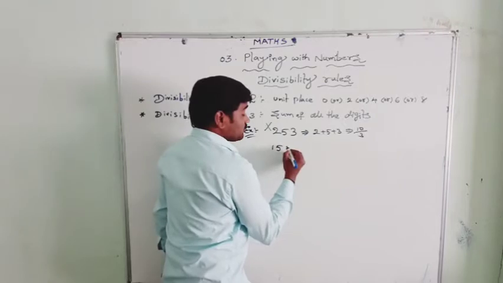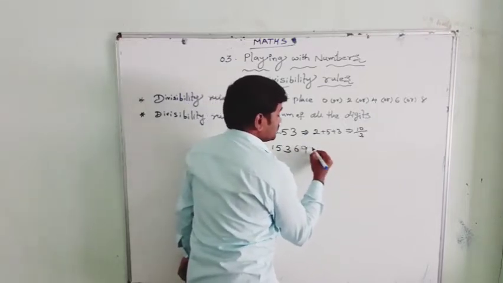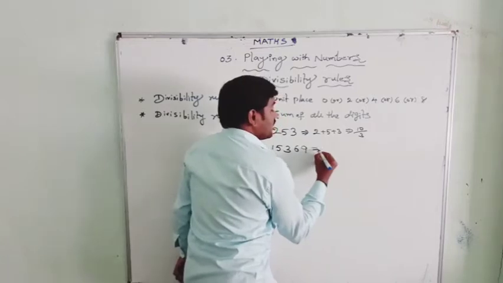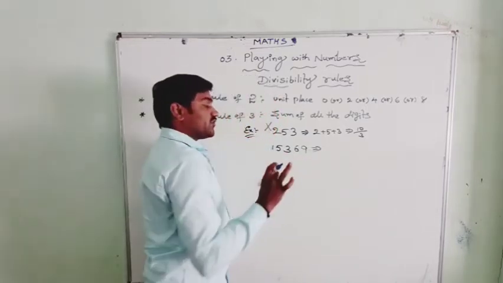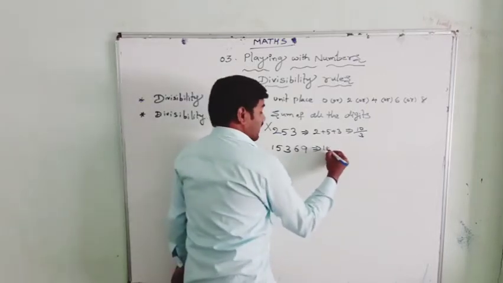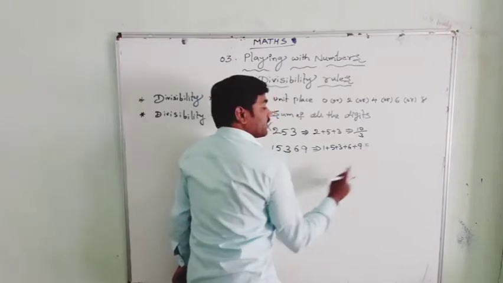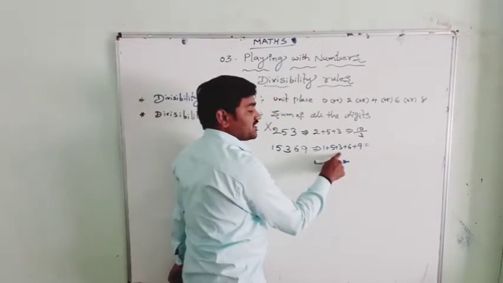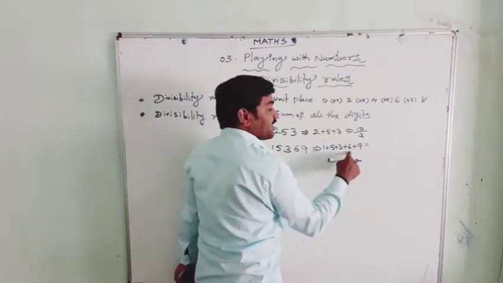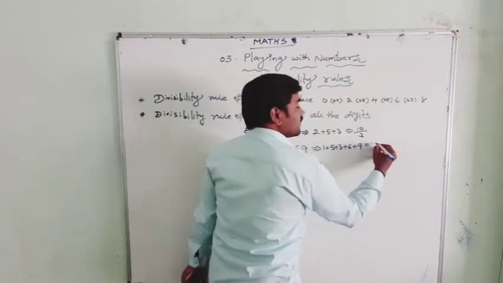Let me give you another now. Okay, now let's see whether this number is divisible by 3 or not. Let us find the sum of these digits: 1 plus 5 plus 3 plus 6 plus 9. 1 plus 5 is 6, 6 plus 3 is 9, 9 plus 6 is 15, 15 plus 9 is 24.